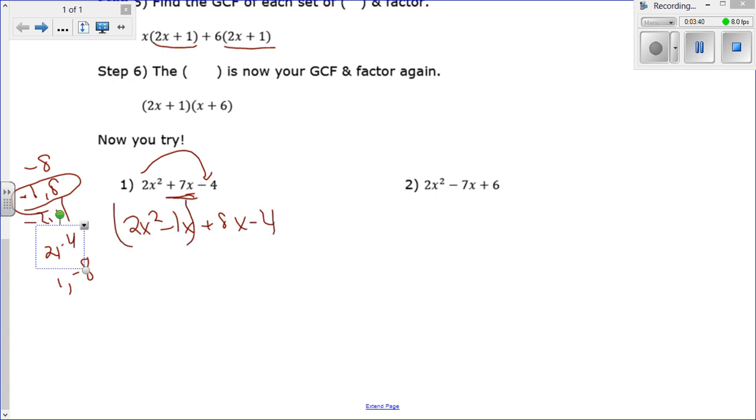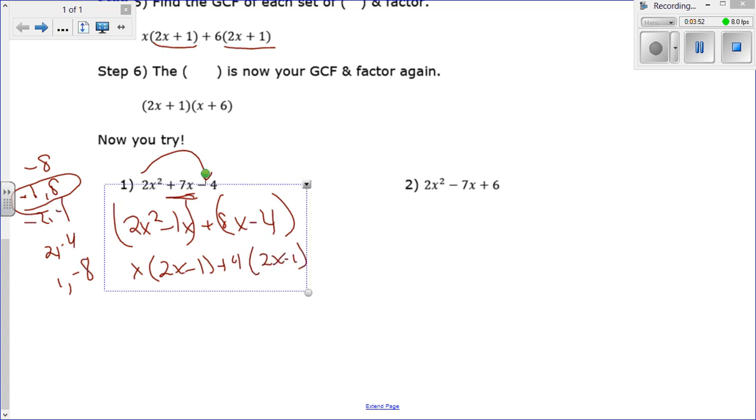Group my first two terms and they have an x in common, so I'm left with 2x minus 1. Group the second two and they have a 4 in common, and I'm left with 2x minus 1. Now my parentheses are the same. Therefore, I factor out 2x minus 1 and I'm left with x plus 4. Not factorable again because I have only a squared as my power. One thing I want you to realize, it doesn't matter if you put the 1 first or the 8 first, you will still end up getting the right answer.